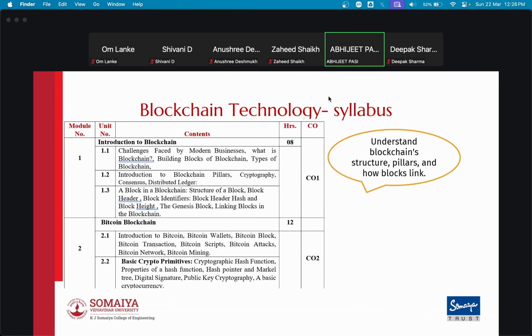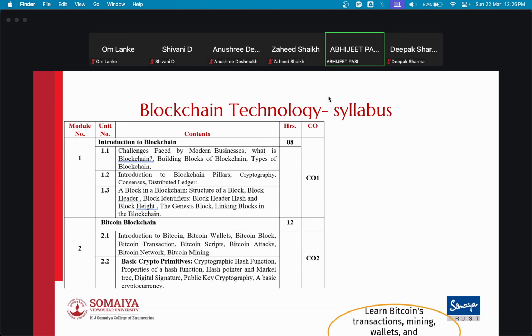So when it comes to chapter number 1, it is all about the introduction to the blockchain scenario. You will be in a position to understand the blockchain, the structure of the block, how the blocks have been created, the pillars, and how the blocks are linked to each other. So all those things come into chapter number 1.